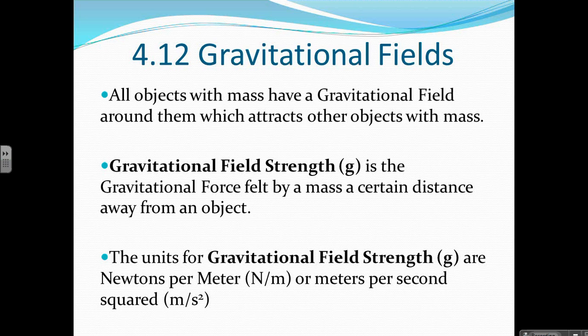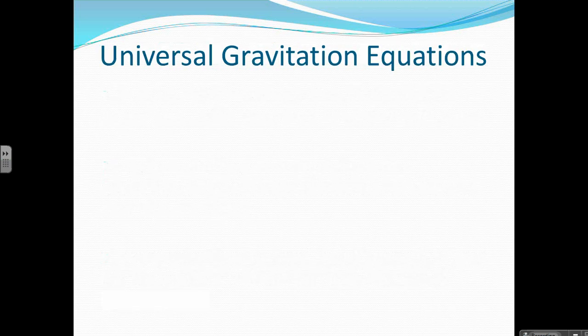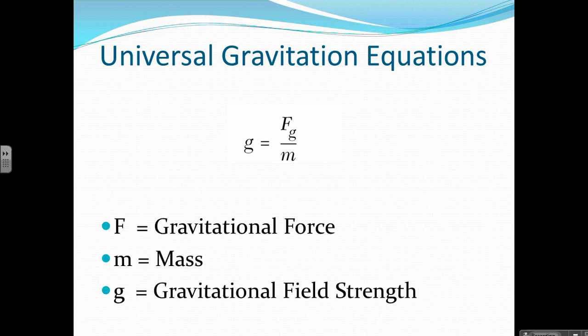This should be not newtons per meter, it should be newtons per kilogram. Excuse me, please make that correction, newtons per kilogram. Our equation is g equals force of gravity divided by mass, where F is gravitational force, m is mass, and g is gravitational field strength.